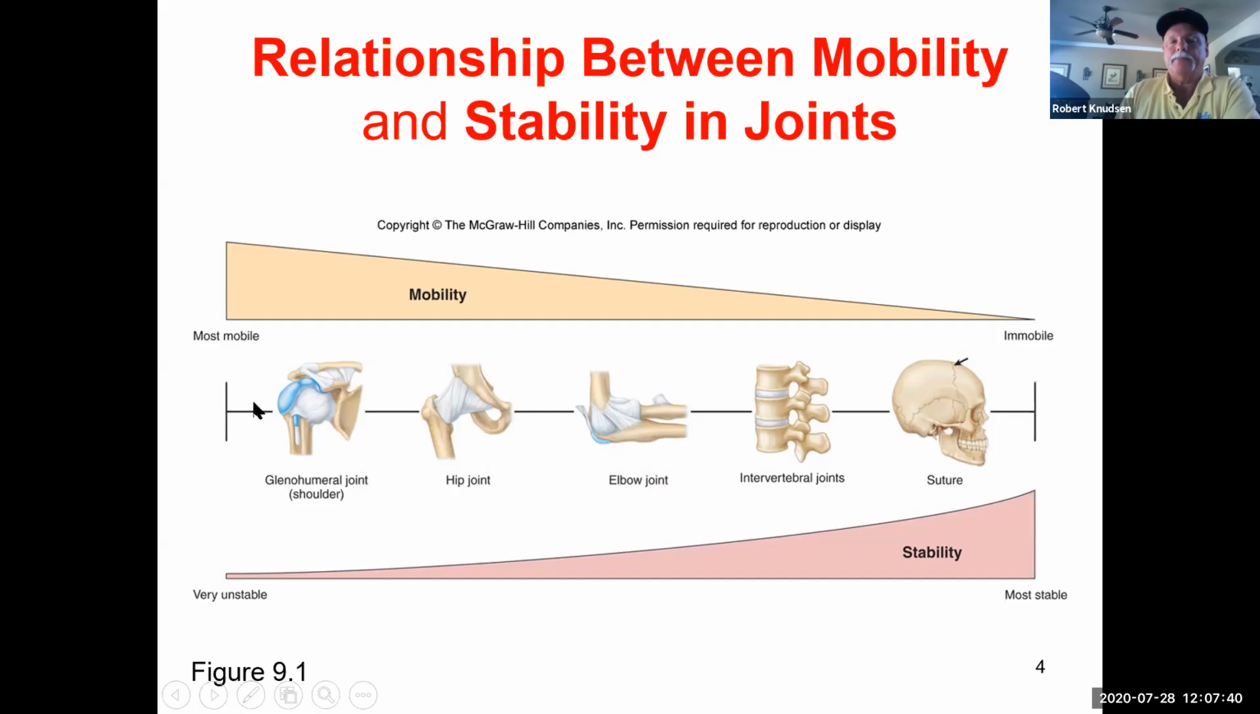Let's go over here to the arm, the shoulder. Is it very stable? No, not at all. Is it very mobile? Oh, yes. You reading the graph now? Pretty easy, isn't it? And it goes all the way down. Wow. So when you see a graph, don't freak out.